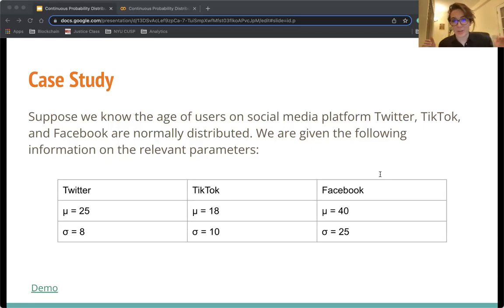We have this nice normal curve where the majority of users on Twitter, for example, are 25, and the standard deviation is 8 years above and below this. For TikTok, the average age is 18, but maybe this varies by 10 years above or below. And for something like Facebook, the average is 40 and the standard deviation is 25. And these numbers are generally based on a quick Google search I did, but they're actually somewhat similar to what the statistics showed from some survey that they did. So I think it's just kind of interesting to see the differences.